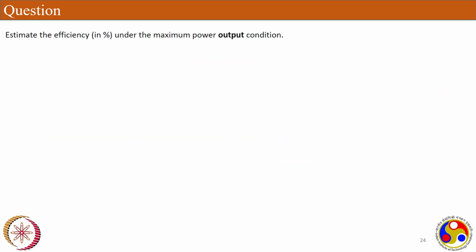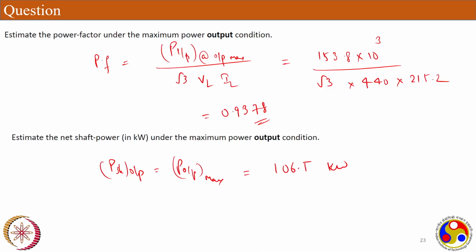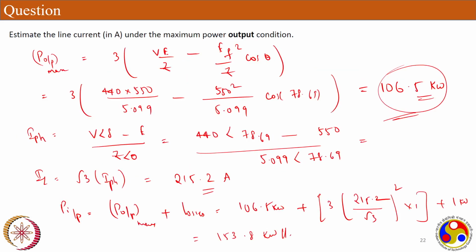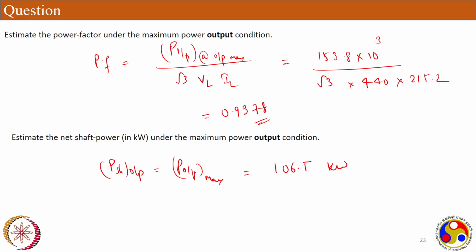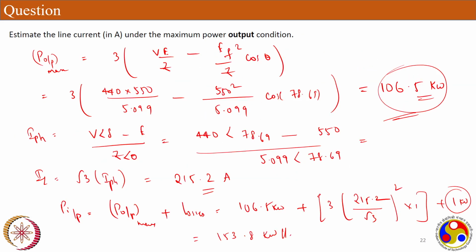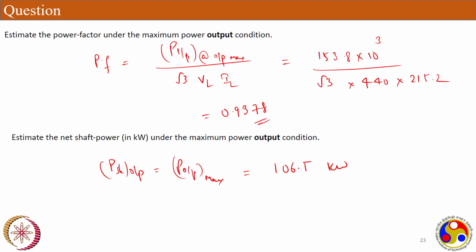Now the next question is to estimate the efficiency, same thing under the maximum. What about the rotational losses, where I added them on the input side? No, in the output power which you have calculated, where you are saying this shaft power, the shaft power is already eliminating these losses, right? Shaft power is the actual useful power. We have calculated the output power.